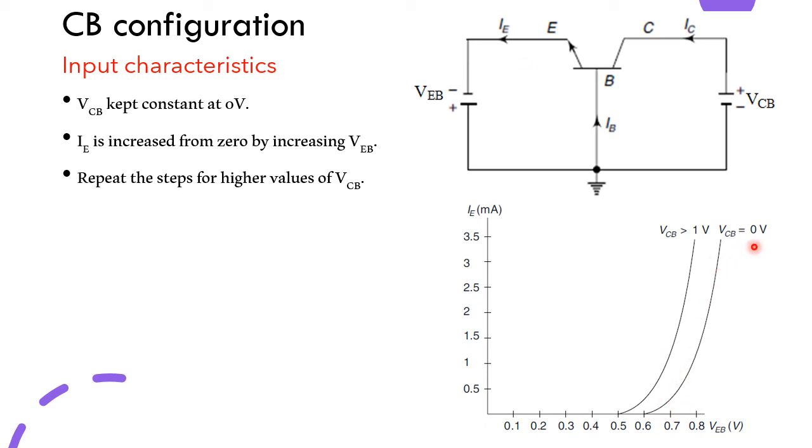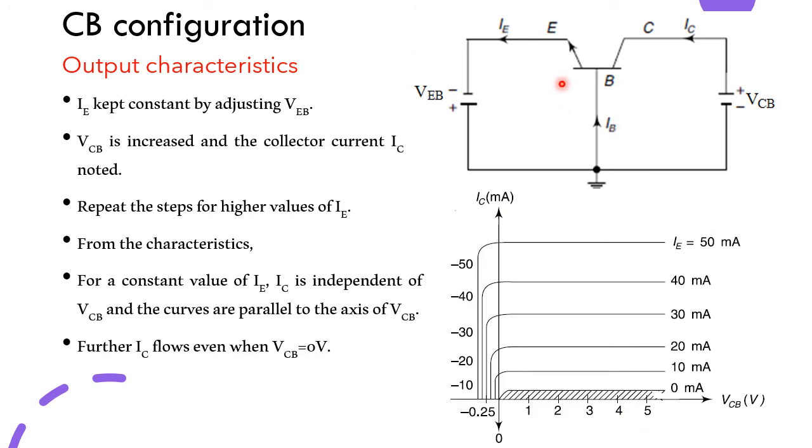After that, keep VCB at some other value. First 0 volt, and then increase the value of VCB, and similarly vary VEB and draw the curve. So while increasing VCB, the curve is moving to the left. So this is the input characteristics.